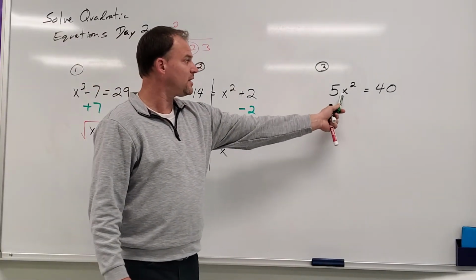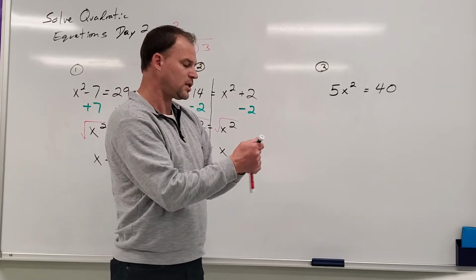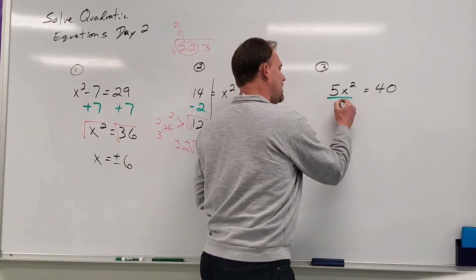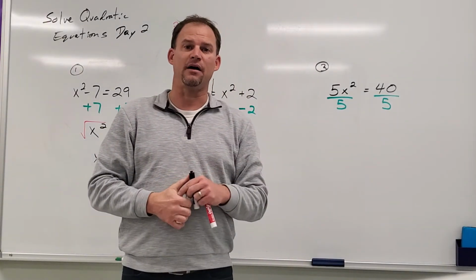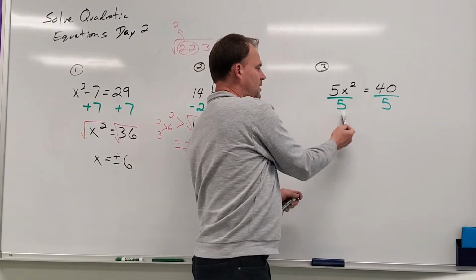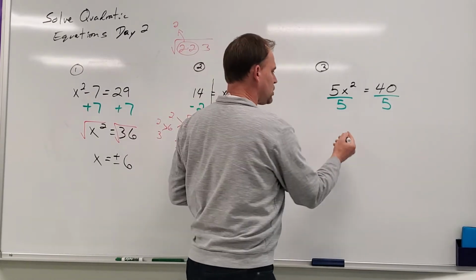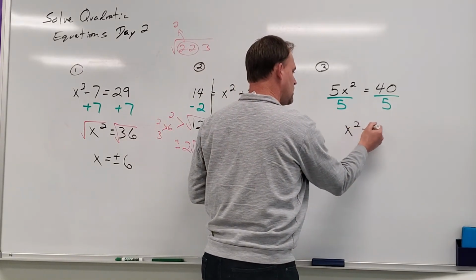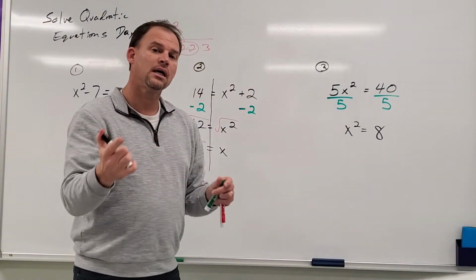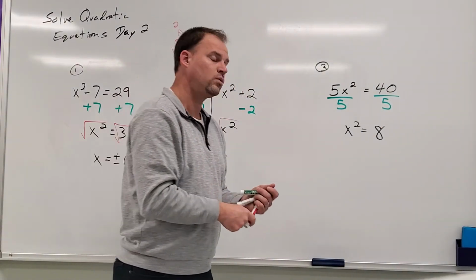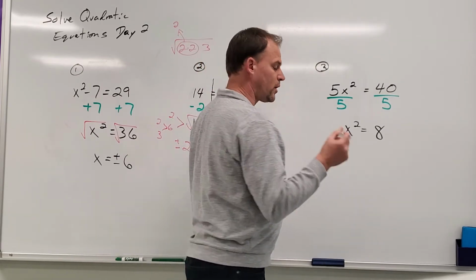This is 5 times x squared. So the first thing I need to do is divide by 5 on both sides. Divide by 5. 5 divided by 5 is 1x squared equals 8. How do I get x by itself now? Square root.